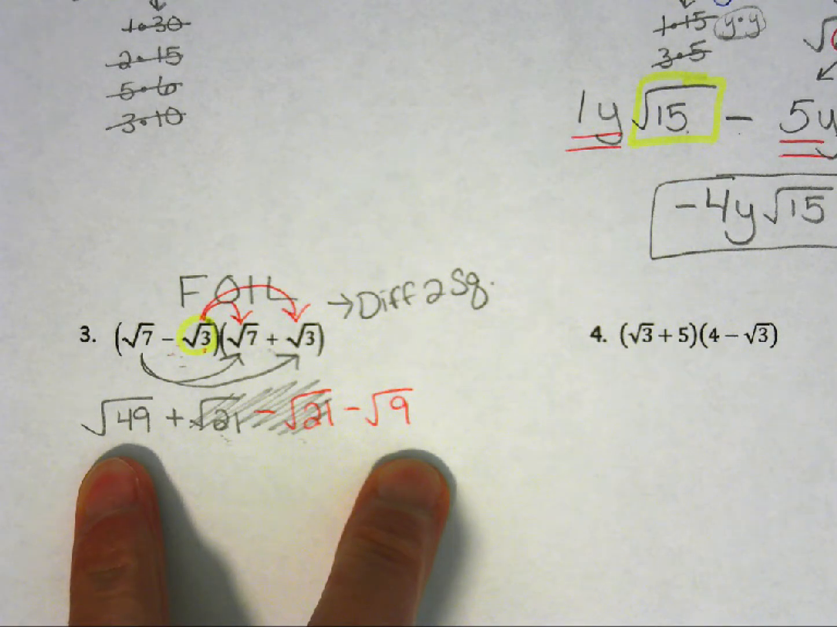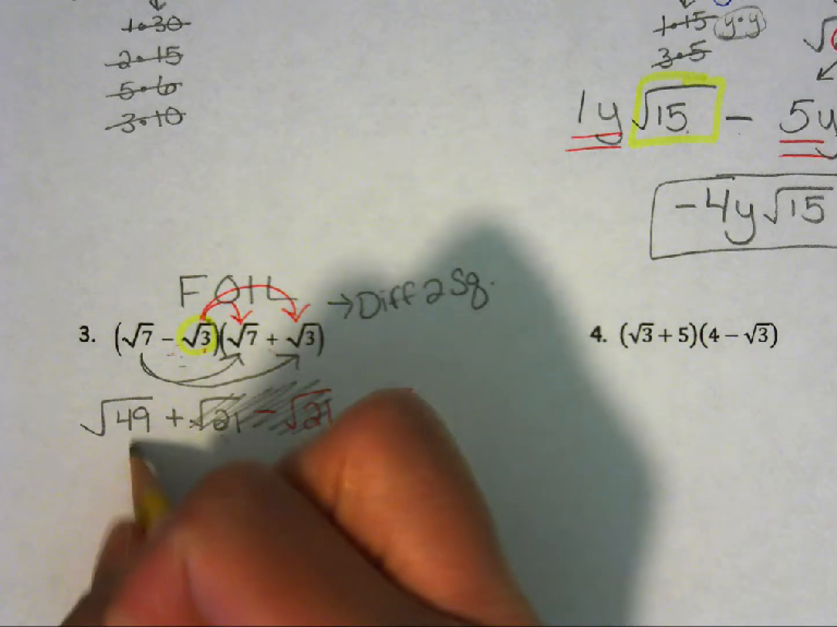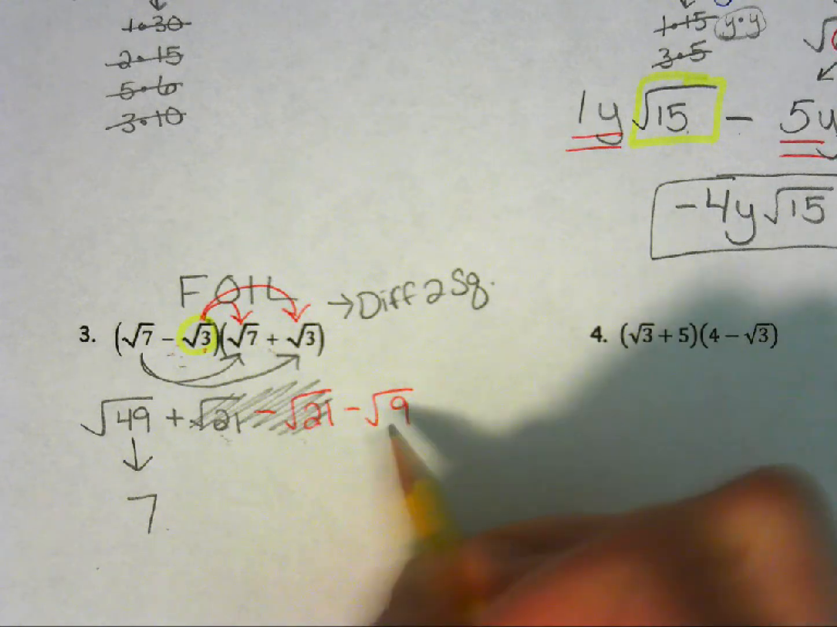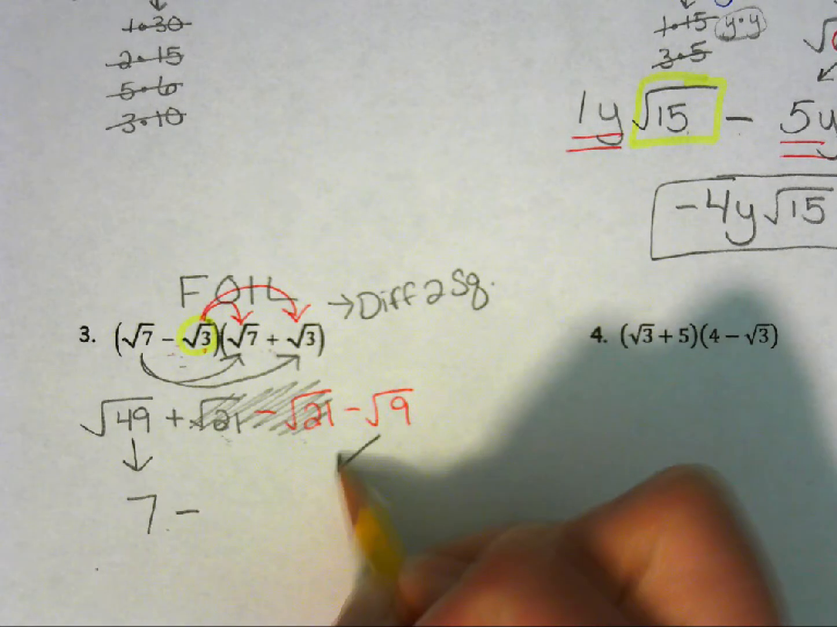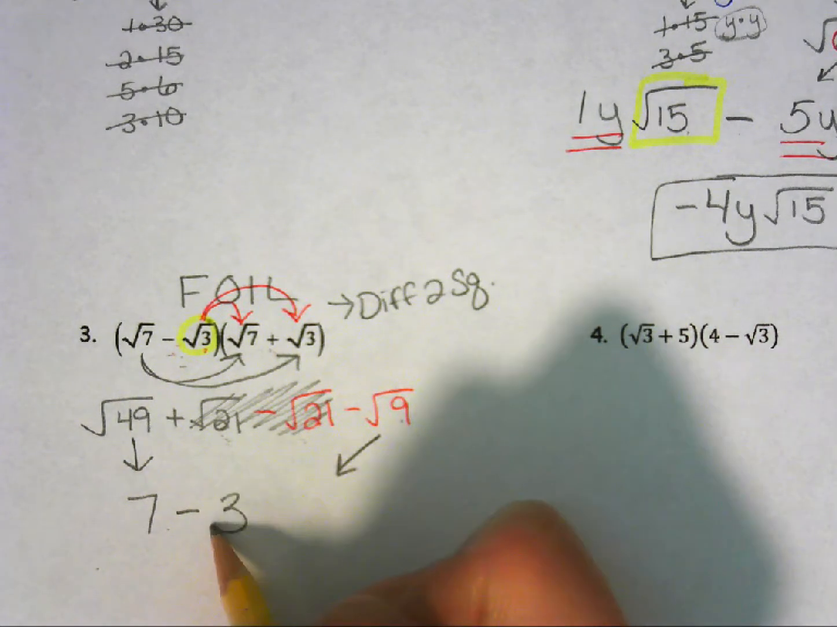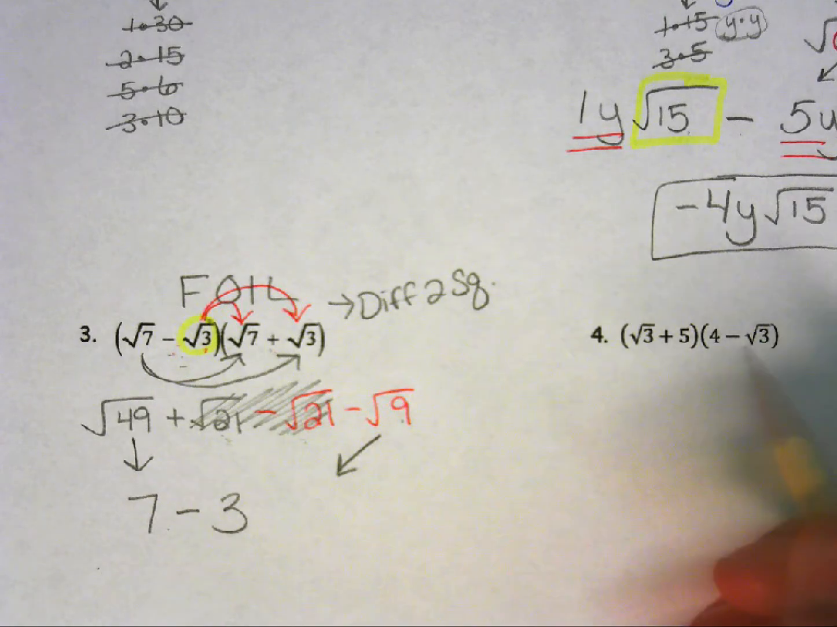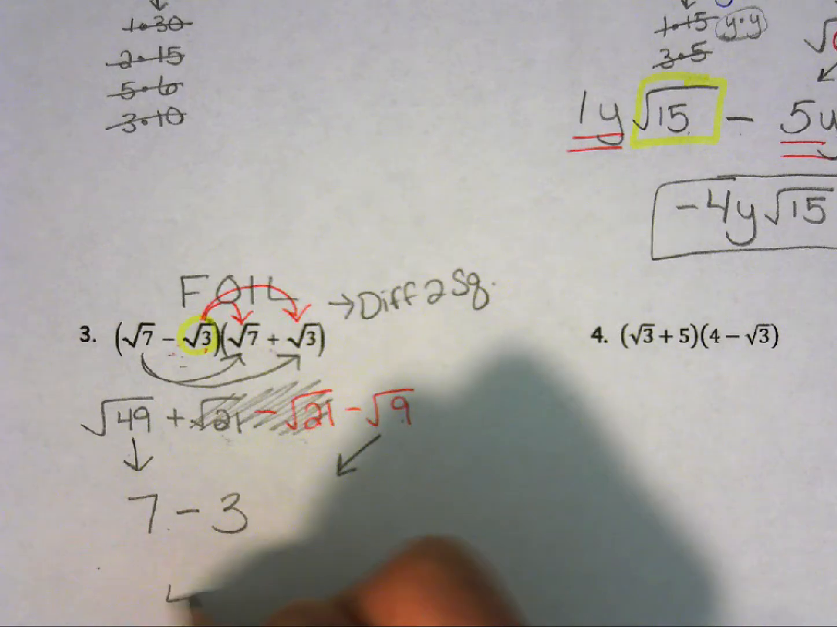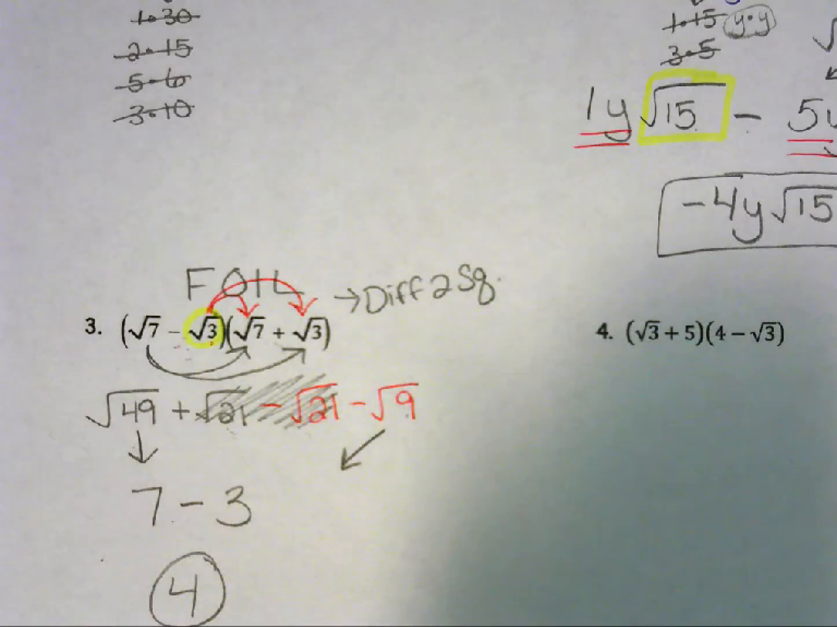Now, these two clearly are not the same. They're not the same numbers, but what I do know is 49 is perfect. So I have square root of 49, and then I have minus, and then I know the square root of 9 is perfect. So notice my radicals are gone because these were both perfect. So 7 minus 3 is 4, and that would be my answer.